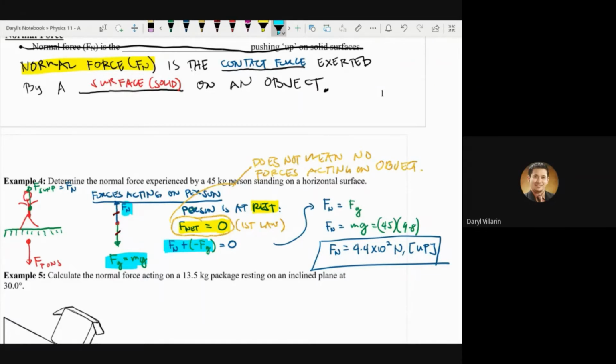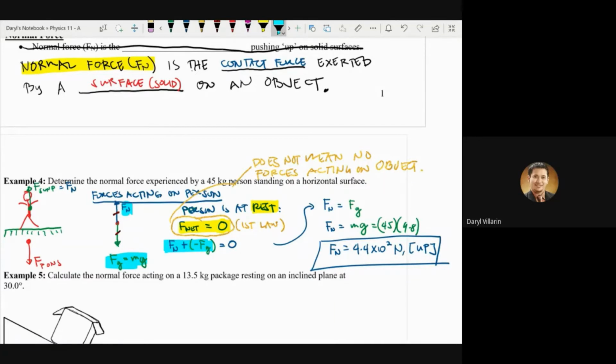But remember, if the object is not moving, there must be more than one force acting on the object. Because if not, you have an unbalanced force. You know what happens if you have an unbalanced force, right? It would be accelerating.